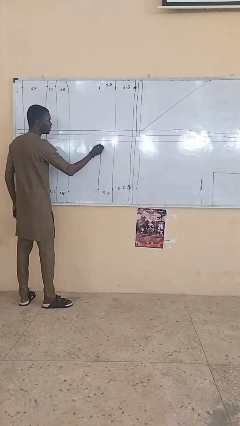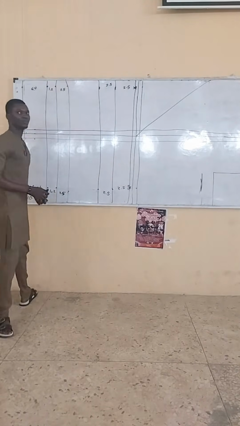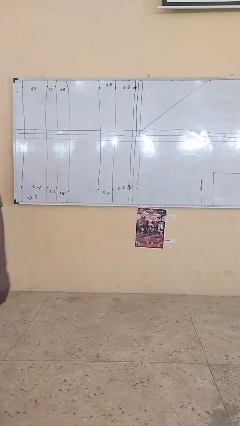Then join it together. From that 2.5 you've gotten, get another 2.5 inwards. That's another 2.5 to your left. Then join together. From that 2.5, another 2.5 to your left. Then join together.